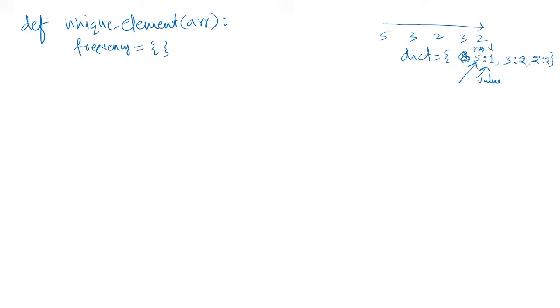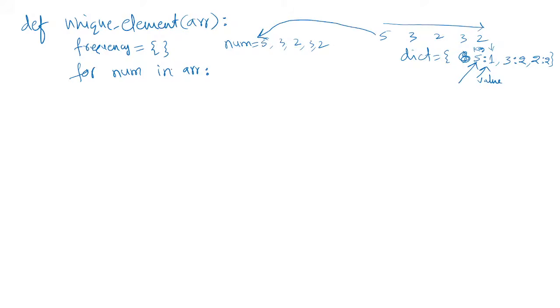Now you run one loop to traverse the entire array. I use a for loop here. Just say for num in array. Num gets one element at a time: 5 it gets, next 3 it gets, 2 it gets, 3 it gets, 2 it gets. Like this, one by one, elements will be supplied to this variable num.